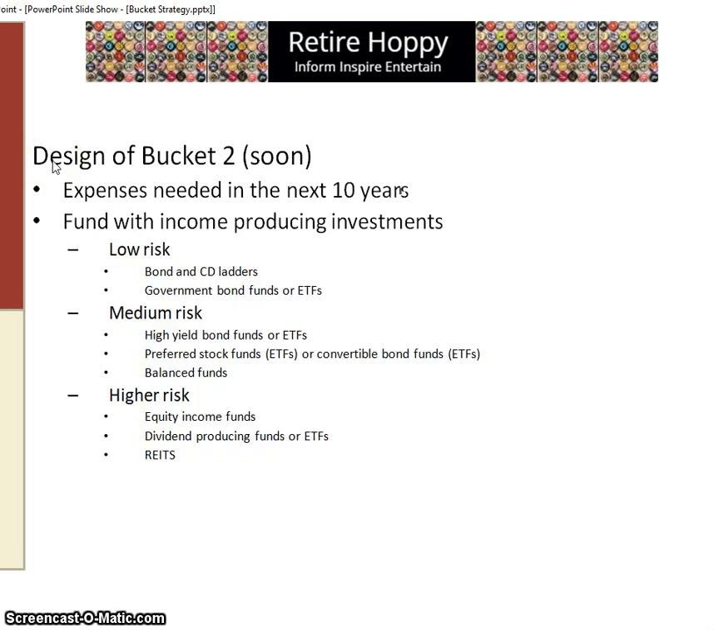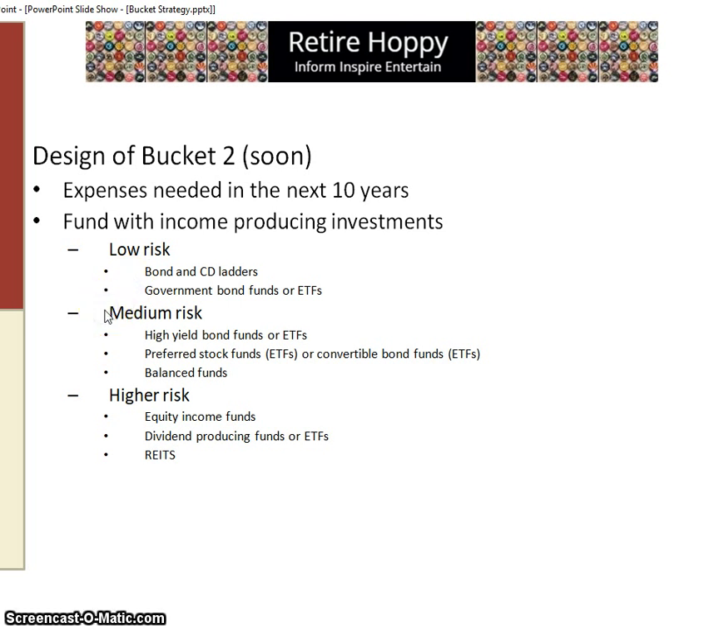Okay, let's look at the design of bucket two, or money you need soon. Money you need soon is, in this example, money that you need in the next 10 years, or you're funding years 3 through 10. And you fund it with income producing investments. And we break that down into three subcategories of lower, medium, and higher risk. On the low risk side of income producing investments, you have bonds and CD ladders. And those should be duration, in the case of bonds, of less than 10 years. Also, government bond funds or ETFs.